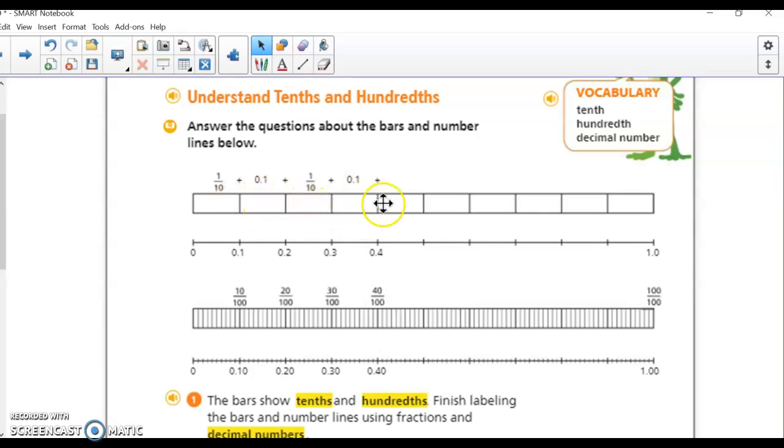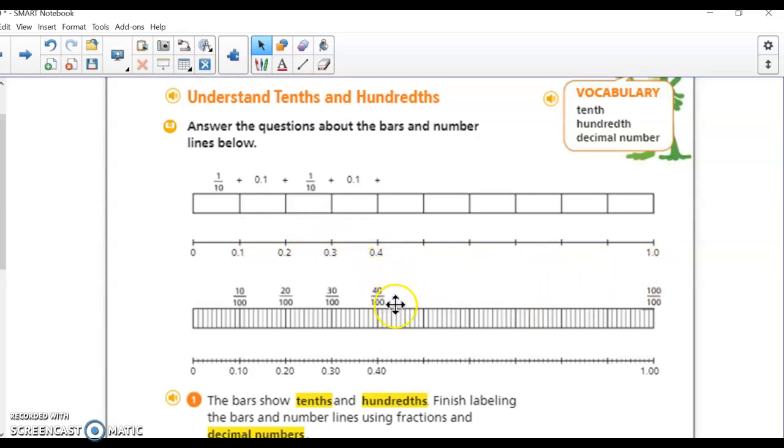So each of these is worth a tenth. So each of these, you got to keep adding a tenth, but follow this pattern here that they're using. They use fraction, then decimal, fraction, then decimal, fraction, then decimal. Okay, so keep adding 1/10, and here we go up by 1/10. So continue this pattern and label all the way to 1 whole.